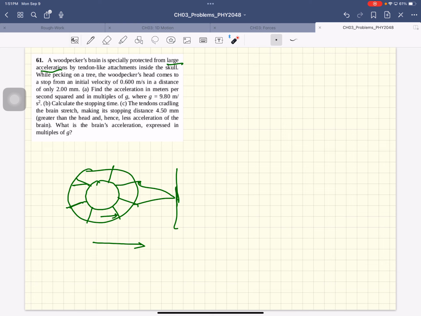So the woodpecker's brain is specially protected from large accelerations. Again, you want to avoid large accelerations. Why? If the acceleration you experience is small, then the forces that come into play are smaller, causing less damage. So by tendon-like attachments inside the skull, the brain is attached by these rubber bands inside the skull.